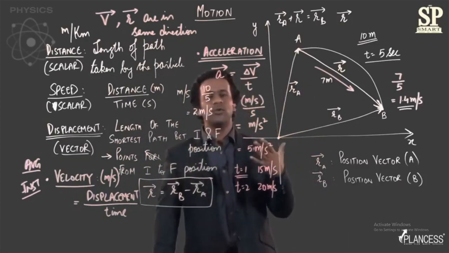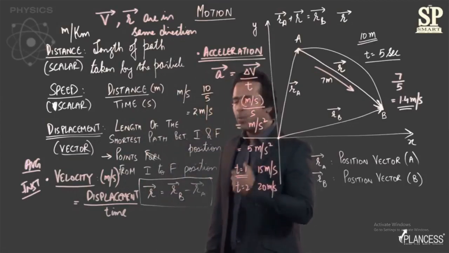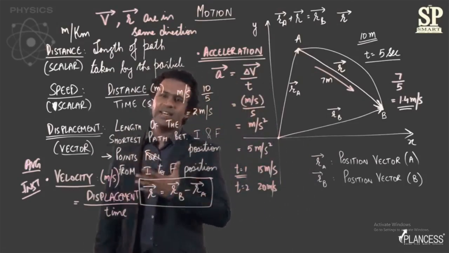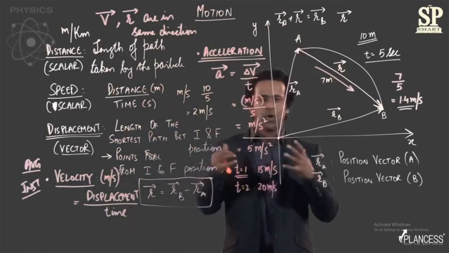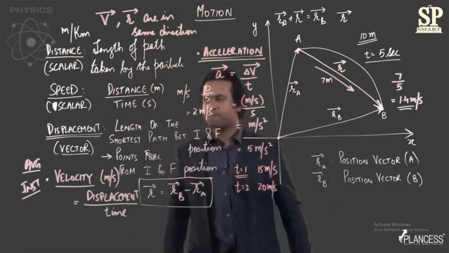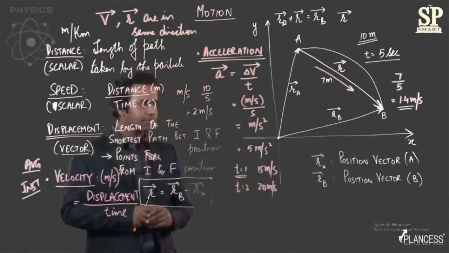Now the reason I'm using speed and velocity interchangeably is because in one-dimensional motion they are nearly the same thing. Right. We will get into the details of all these things as we go along. But for now, let's keep our definitions very simple.